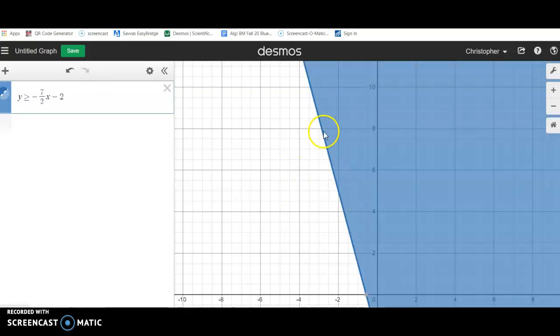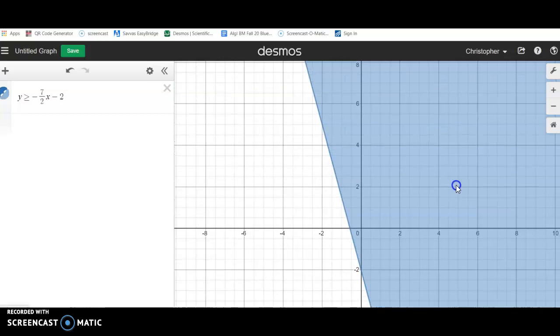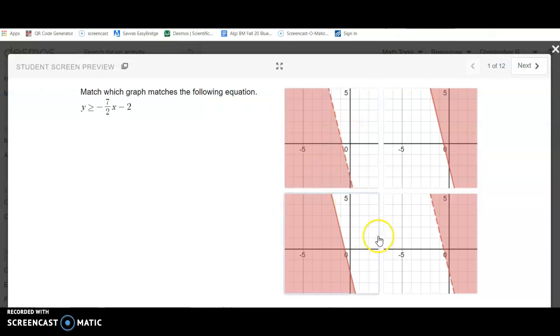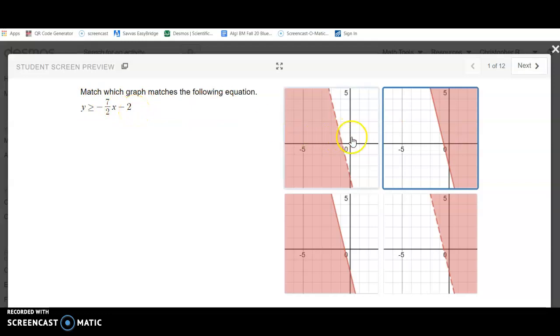So now I look at it. It's a solid line. It's going through negative 0.5. And I could scroll up, and it's going through negative 2. So I'm looking, and it's shaded on this side. So this is what I'm looking for. So now I'm going to go back to my assignment. And it's going to be a solid line, but this is shaded on the wrong side. So I'm going to pick this one because there's my solid line and it's shaded on this side of the line. So on 1 through 5, all you're doing is you're going to graph what is given and match it up to the graph.